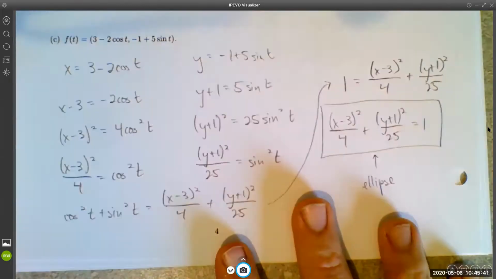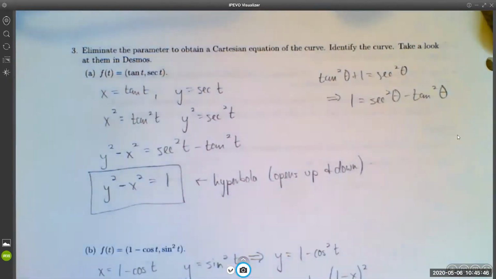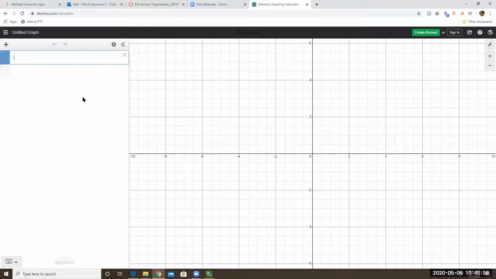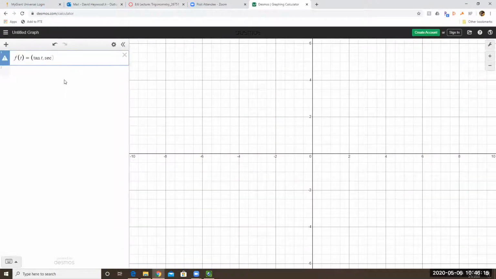To further convince ourselves of these things, let's take a look at these in Desmos. So Desmos will do these parametric equations. You just have to enter them as ordered pairs the way that I did. So I'm going to say f of t equals, for part A, it was tangent t, comma, secant t. Well, maybe it doesn't do them. I thought it did.